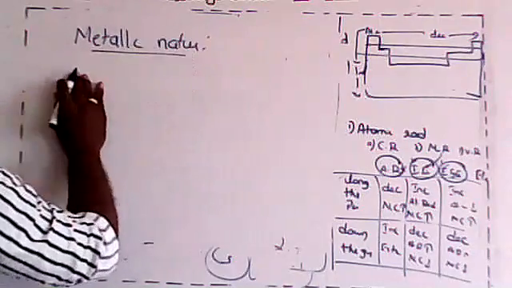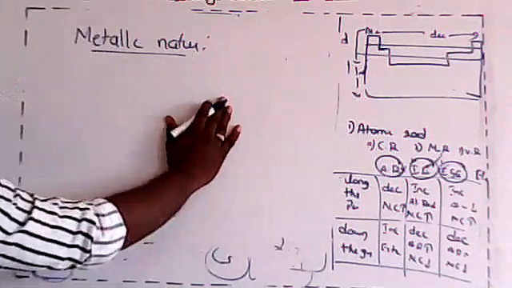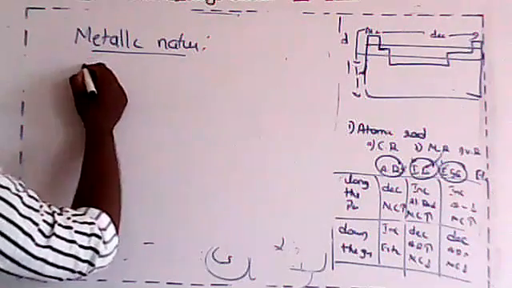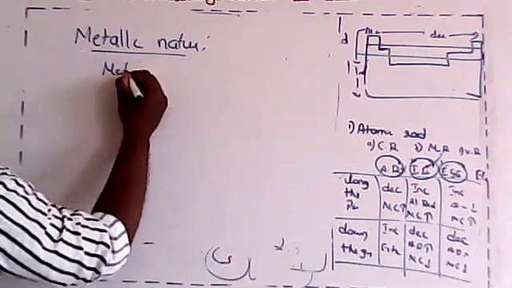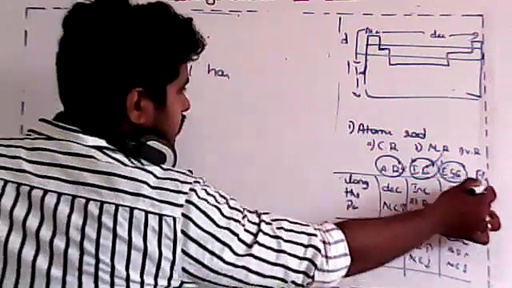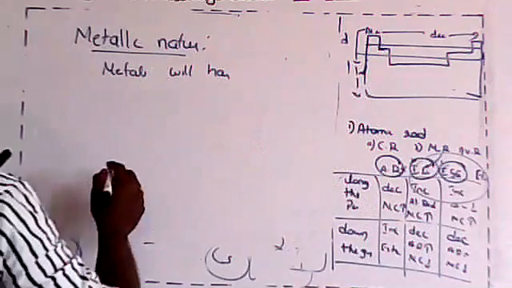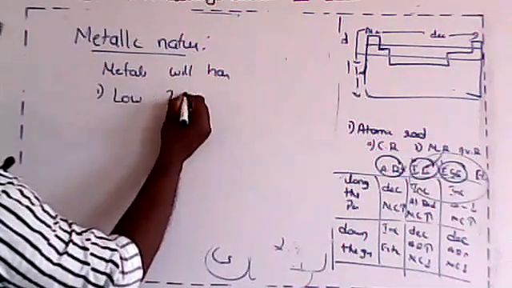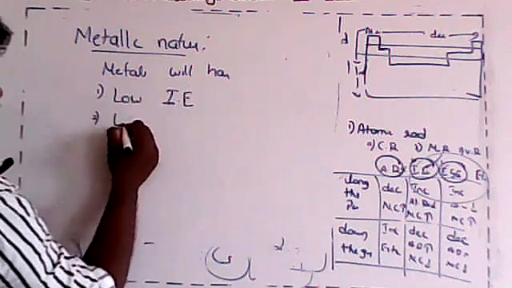So first of all, you should understand when an element can be called a metal or when it can be called a non-metal. There is no such exact distinction, but you can call it a metal based on these three only. Usually metals will have low ionization enthalpy, which indicates their electron can be taken out easily.